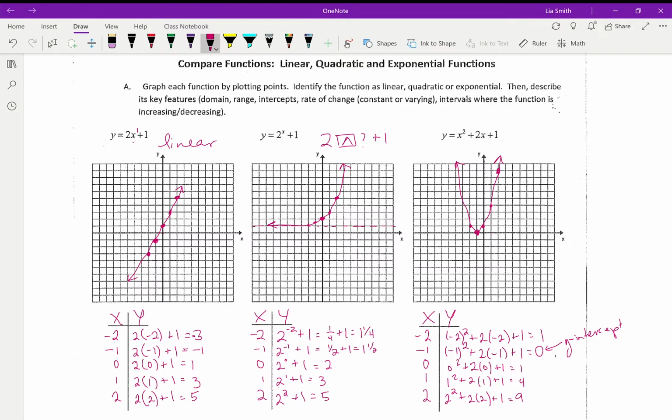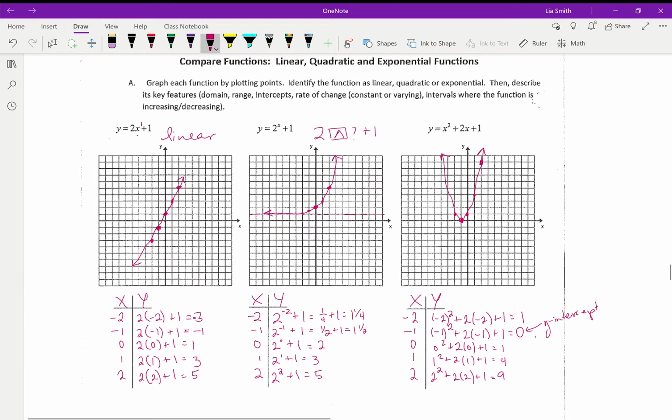Okay, so some of the things to notice are your rates of increase. So all of these have a scale of 2, but because they are in different spots with different exponents, that's what gives you your variations in your graphs. So in the instructions, it says to list key features like domain, range, intercepts, rate of change, intervals, where the function is increasing or decreasing. So now let's do that.